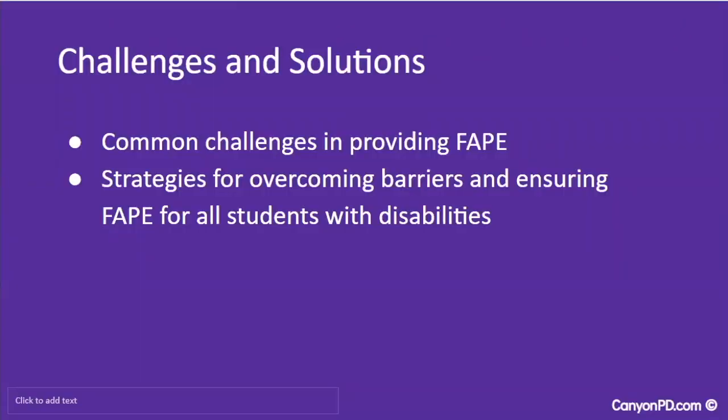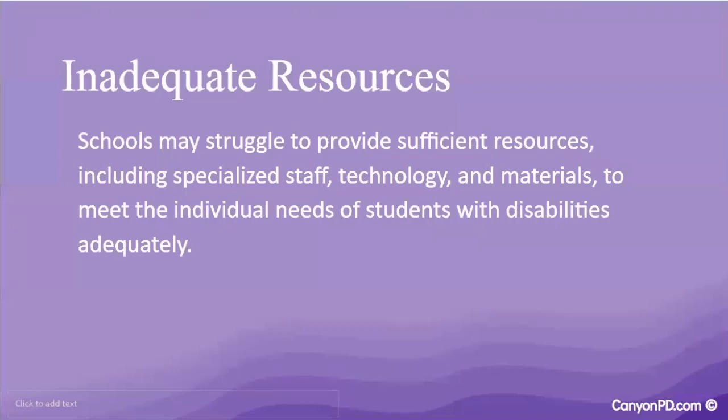There might be some challenges that arise when looking to provide FAPE, and we're going to look at some of those challenges, and then we're also going to look for strategies or solutions so that we can make sure we overcome those challenges. So let's look at some examples of possible challenges. One would be inadequate resources. Some schools may struggle to provide sufficient resources. This might be specialized staff, technology, materials, and they may have a hard time coming up with those resources that meet the individual needs of students with disabilities.